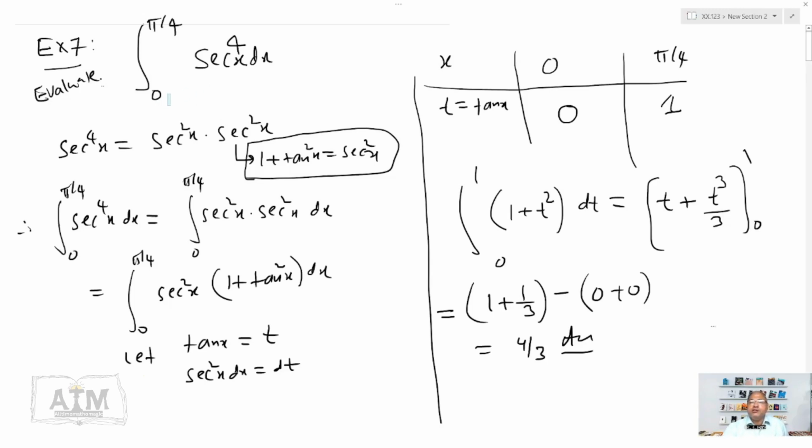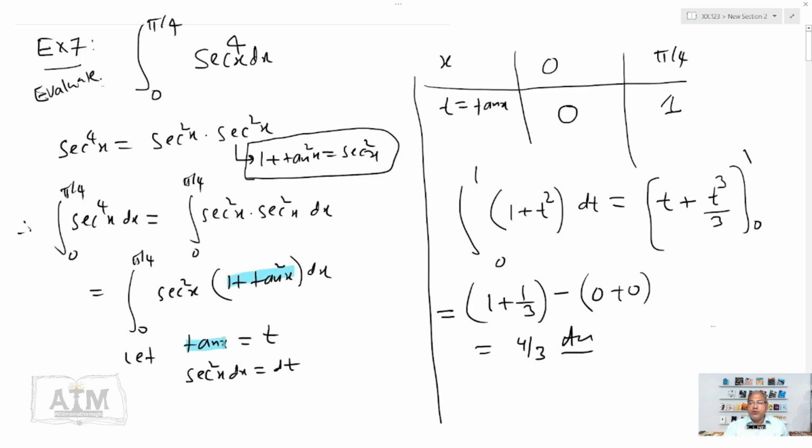Evaluate integration 0 to pi by 4 of sec raised to 4x with respect to x. Sec raised to 4 can be written as sec square x into sec square x. Now there are two sec square x, and one sec square x can be written as 1 plus tan square x, because from trigonometry sec square x equals 1 plus tan square x. So here we write 1 plus tan square x.